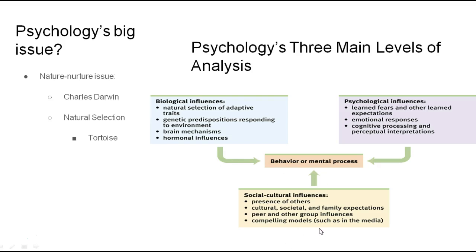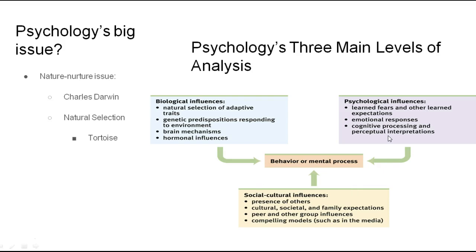In addition to that, you also have social cultural influences: the presence of others, cultural, society, and family expectations, peer and other group influences. So naturally, biologically, we know that jumping from something high is probably not a good idea for survival. Social cultural, however, may be persuasion from friends of ours to go ahead and go skydiving or jumping off something very large and tall that I would never in a million years do. But that's your social cultural influences.